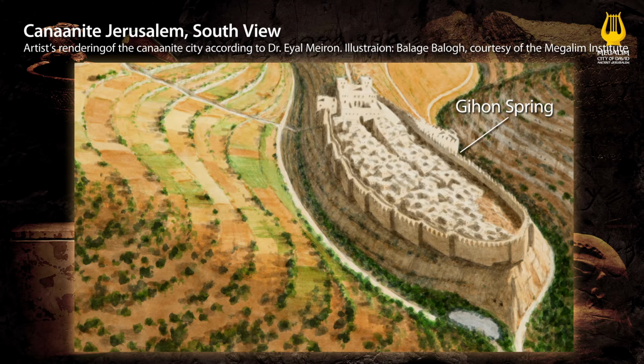The explanation is quite simple. The spring is located down below, almost at the bottom of the Kidron Valley. A wall has to be located on a higher elevation so as to make it harder for the enemy to ascend to. That's why the spring was left outside.